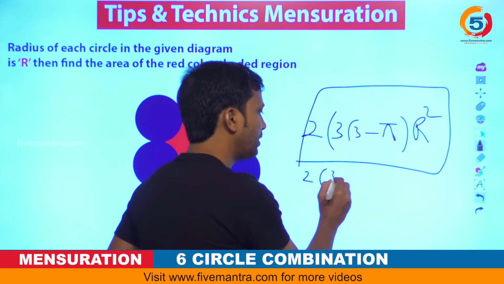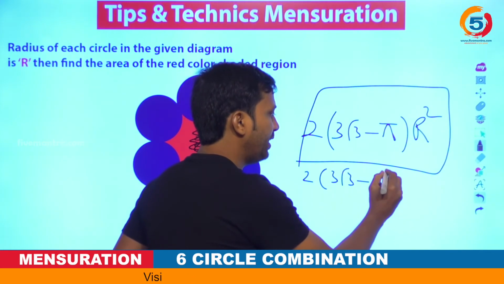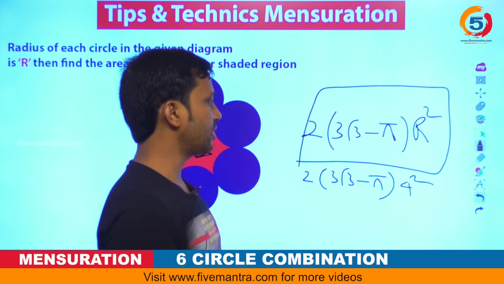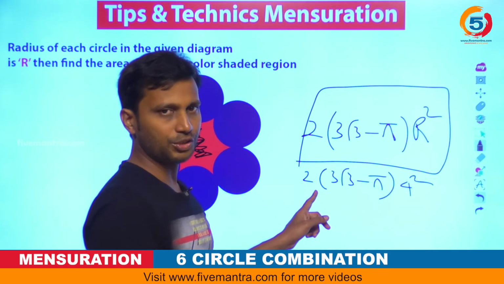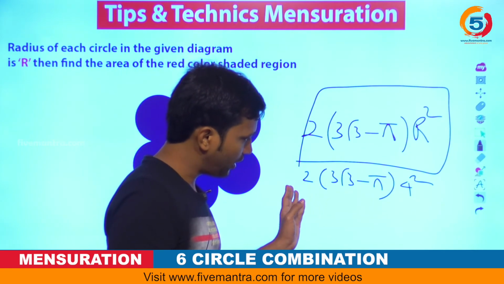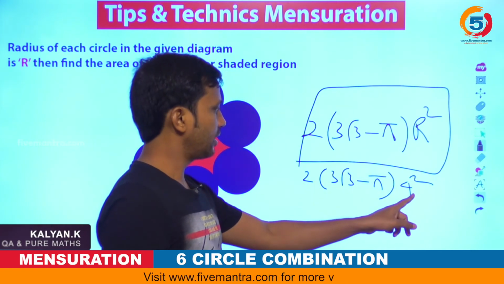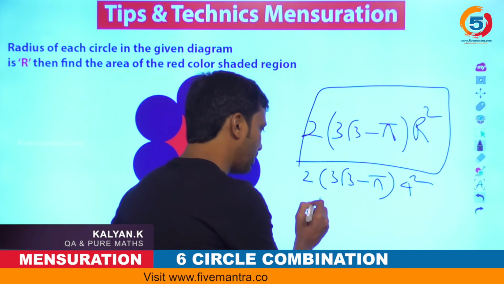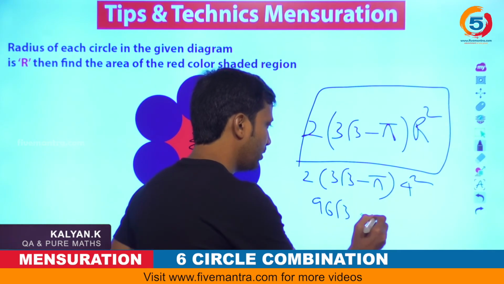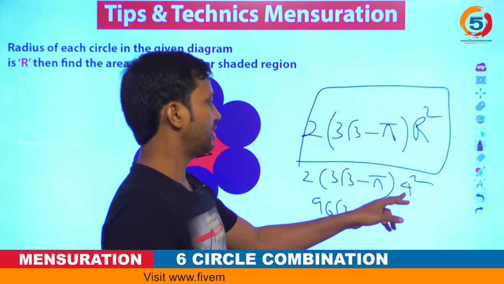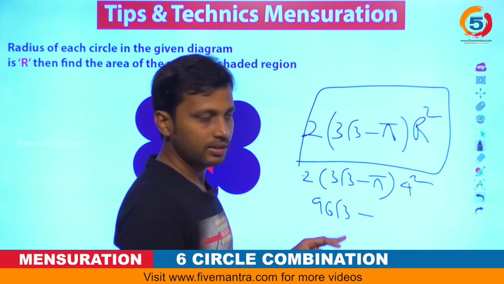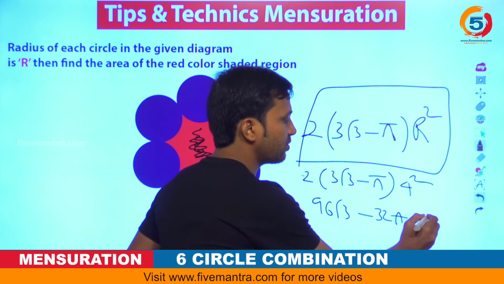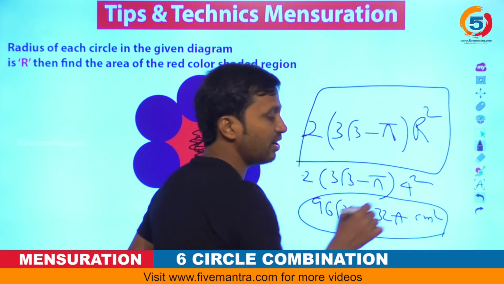Then what do you get? 2 into 3 root 3 minus pi times what? 4 square. Simplify this answer. 4 square is 16. 16 2s are 32. If you want to further multiply inside also, 16 into 2, 32. 32 into 3, 96 root 3, minus 32 pi centimeter square. Like that we can get the answer or not?